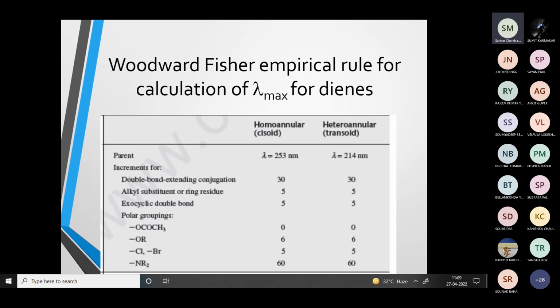That is the basic value for the homoannular or heteroannular, 250 and 214. Then these are the increments for different substituents. Okay, so this is the common assumption, based on this value we will calculate the next one.